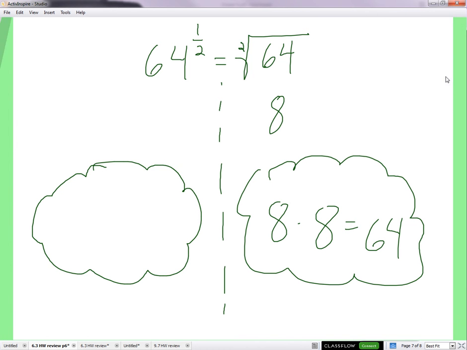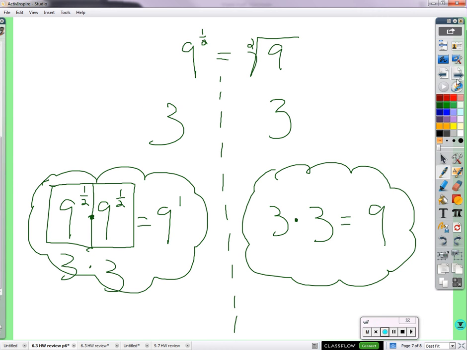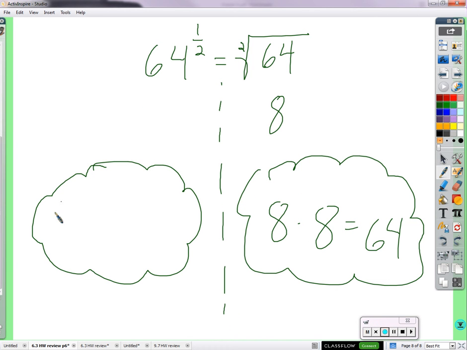Keeping in mind this property that we've established, right? If I multiply two of the same kinds of numbers, I just add how many there are. There's 10 of those fives or 8 of those sevens. Using that property, I'm going to say 64 to the 1/2 times another 64 to the 1/2 is going to be 64 to the 1/2 plus 1/2 power, which again is 1, 64 to the 1 power. And 64 to the 1 power is 64.